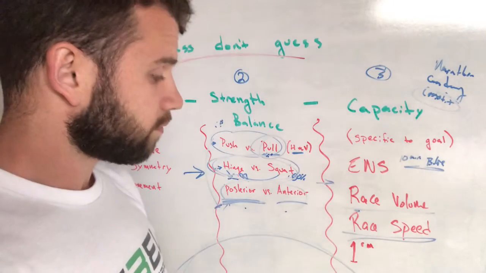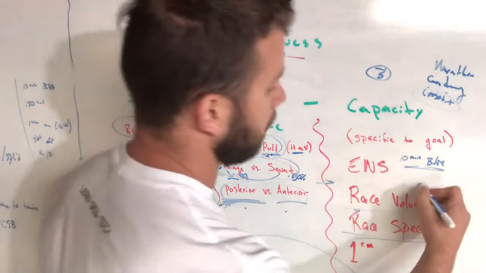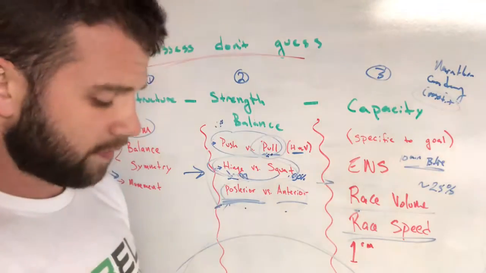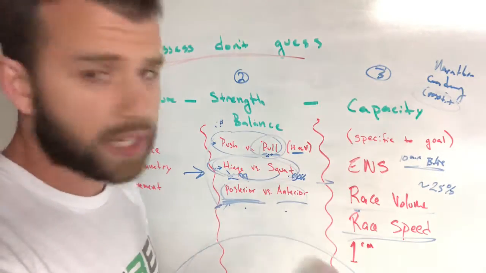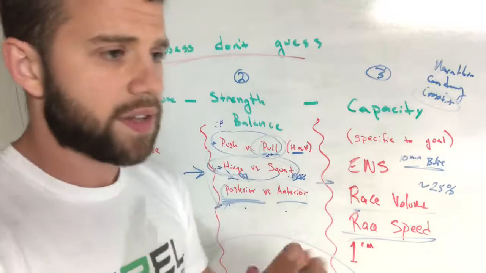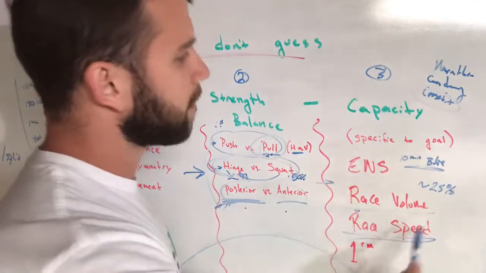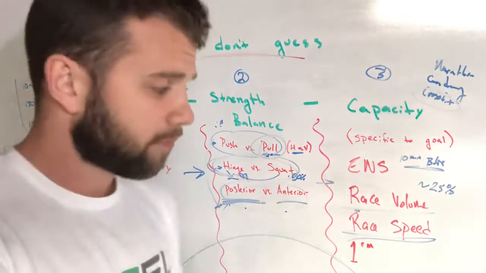Marathon race volume for that is going to be about 25%. So about 25% of a marathon, it's going to be about 7 miles, give or take. Don't send me messages about how that's not 25%. I understand that. But for testing capacity, someone who wants to run a marathon, have them run 7 miles.